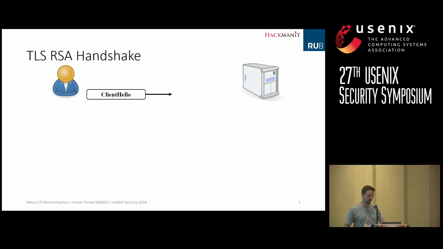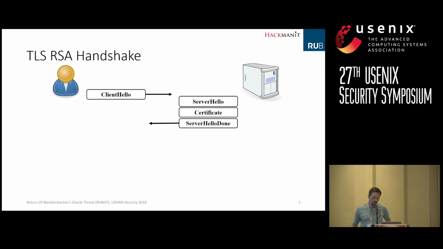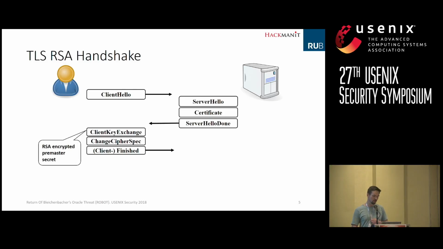So how does it work on a very high level? Imagine we have a client who wants to communicate with a TLS server. First he sends a client hello message. In this client hello message he says something like, hey, I want to communicate with you with this TLS version, cipher suites, extensions, and so on. The server responds with a server hello message with the certificate. The certificate contains the public key of the server, and a server hello done message.